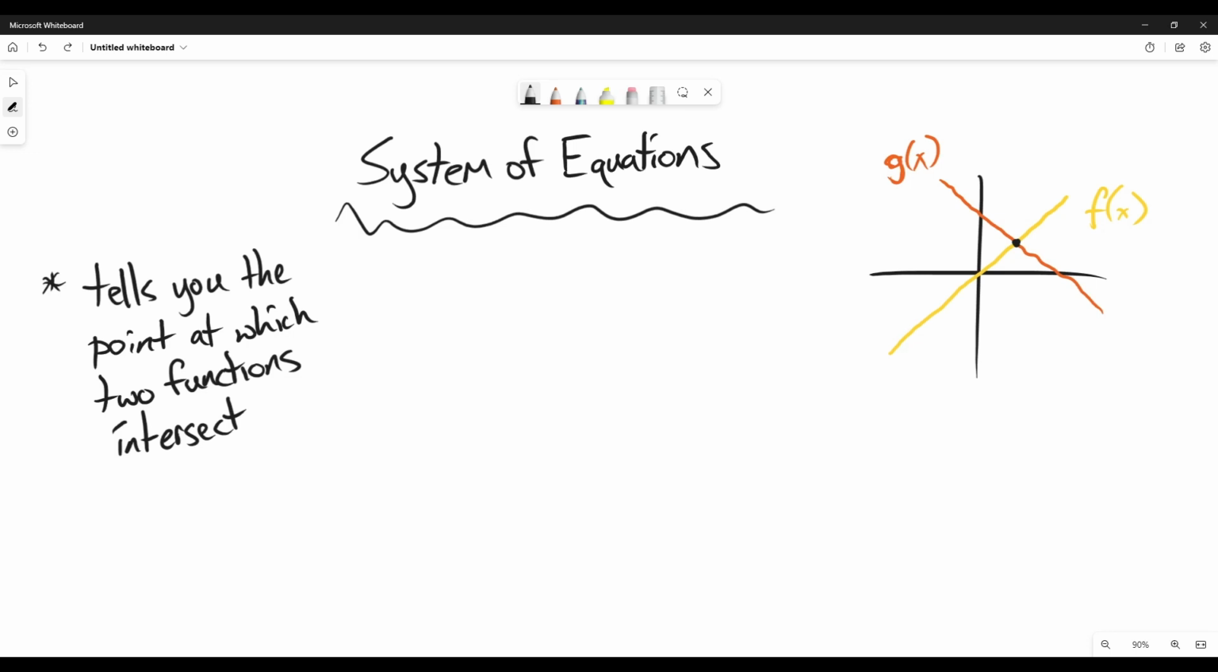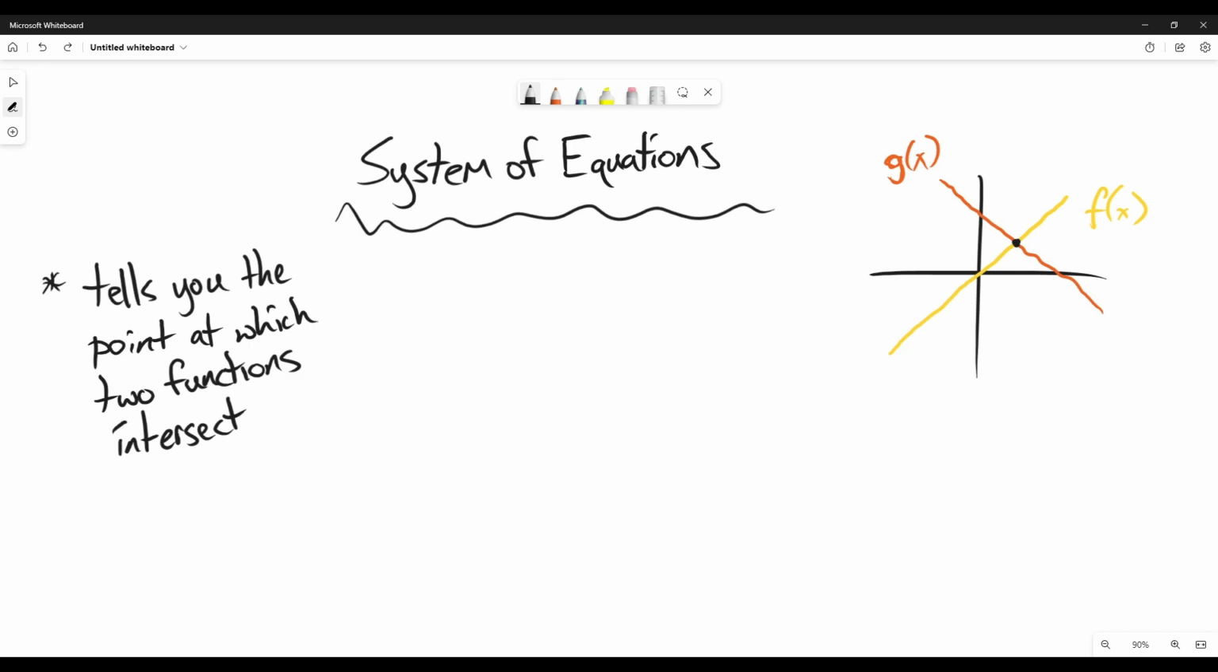So, what does a system of equations tell you? A system of equations can tell you the point at which two functions will intersect. We have an example here. We have the graph of f of x, this yellow line here, and the graph of g of x, this orange-red looking line.